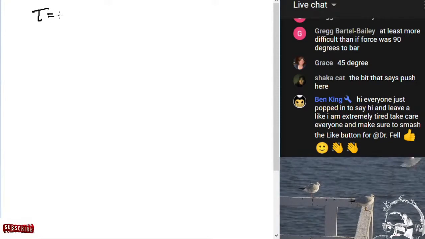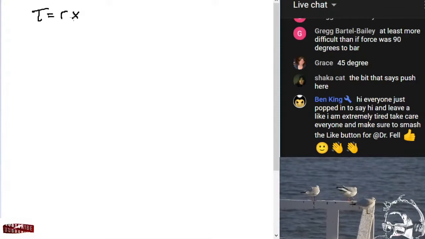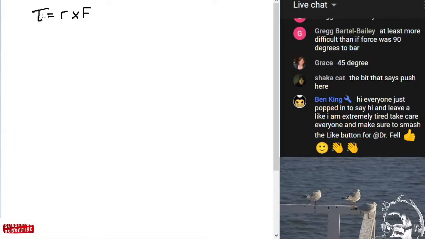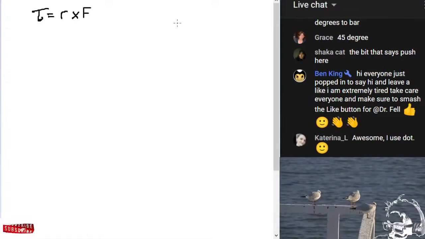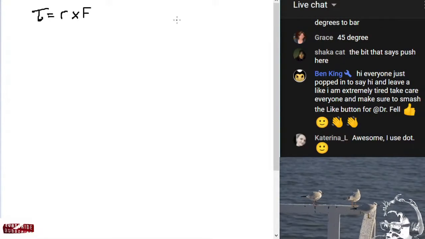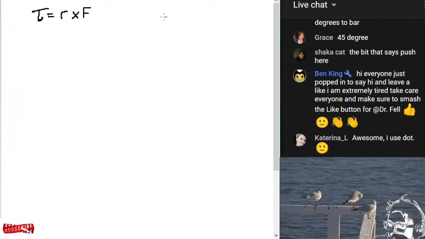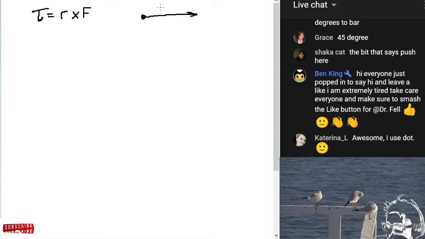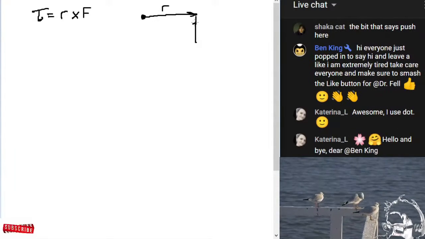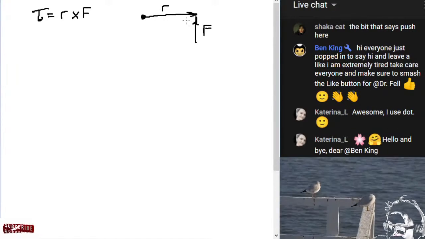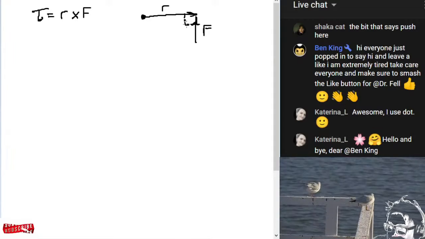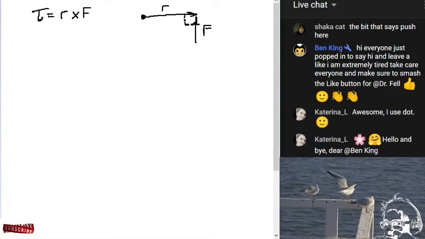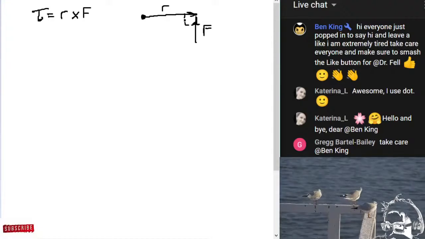So torque equals R cross F. And we said that we needed to know the angle between R and F. So let's say here's the pivot point of something, here's R, here is the force, F. So we said that this would be the maximum torque.